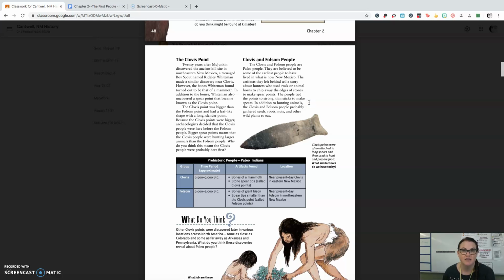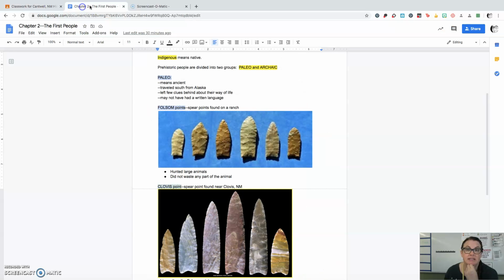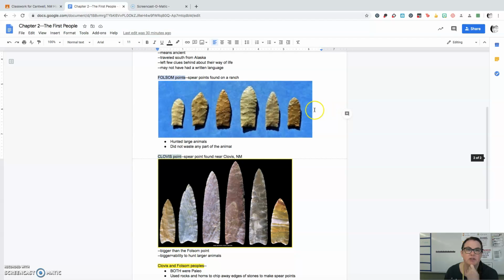The artifacts they left behind tell a story about the hunters who used rock or animal horns to chip away the edges of stone. The people tied these points to strong, thick sticks to make spears. And in addition to hunting animals, the Clovis and Folsom people probably gathered seeds, roots, and nuts, and other wild plants to eat.